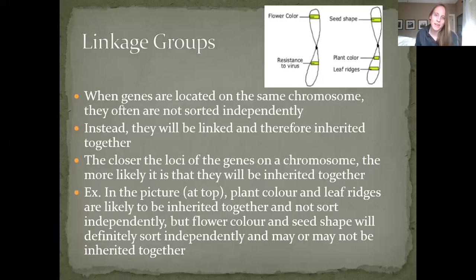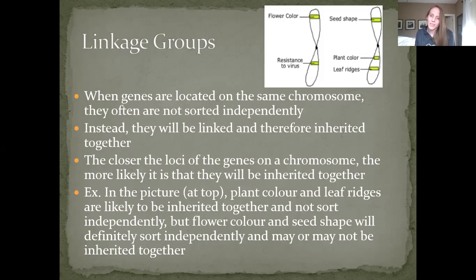The last thing I want to talk about is linkage groups. So I said that in order to do these Punnett squares, we have to assume that our genes are separating independently, but that's only true if the genes are on different chromosomes. If genes are located on the same chromosomes, they're often not able to separate or assort independently because the entire chromosome is going to go one direction or the other. So instead, we call them linked. So those genes become a linked group, and they're usually inherited together.